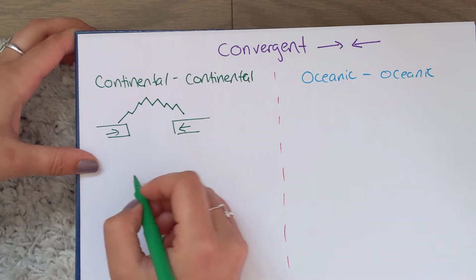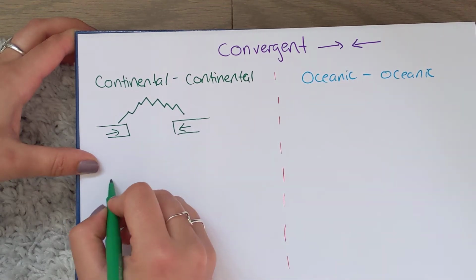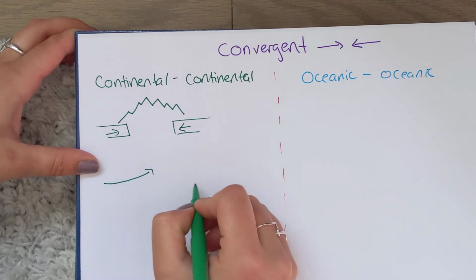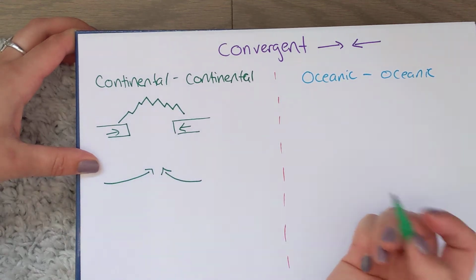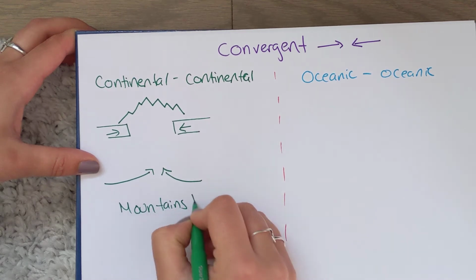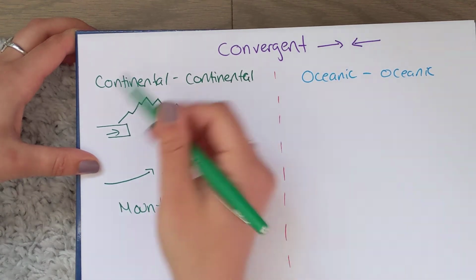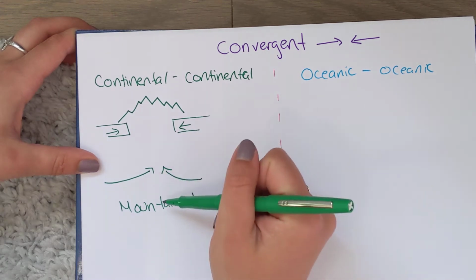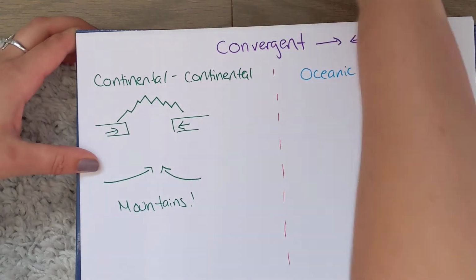If I want to draw that differently, I can draw my arrows coming together and going up. And so the big thing here is I get mountains. Notice I'm not getting volcanoes because the magma is not coming up anywhere in there.